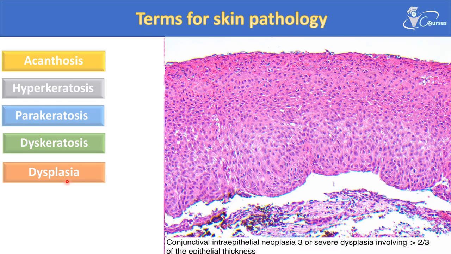So this patient has conjunctival intraepithelial neoplasia, grade 3 or severe neoplasia. This means this is a pre-malignant condition, and this patient has a tendency to develop malignancy.